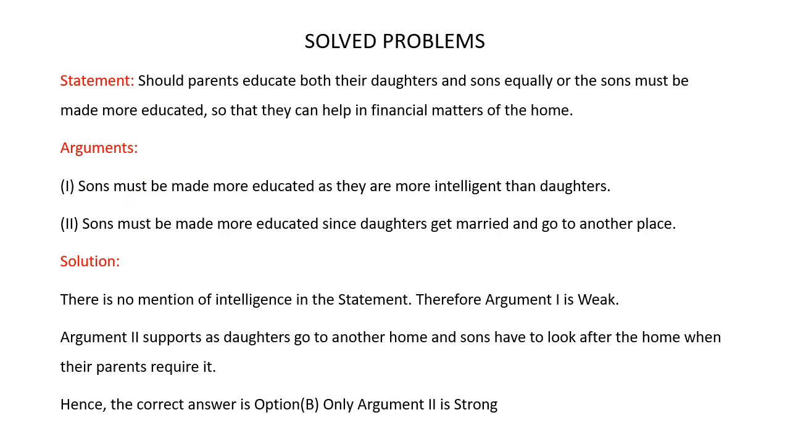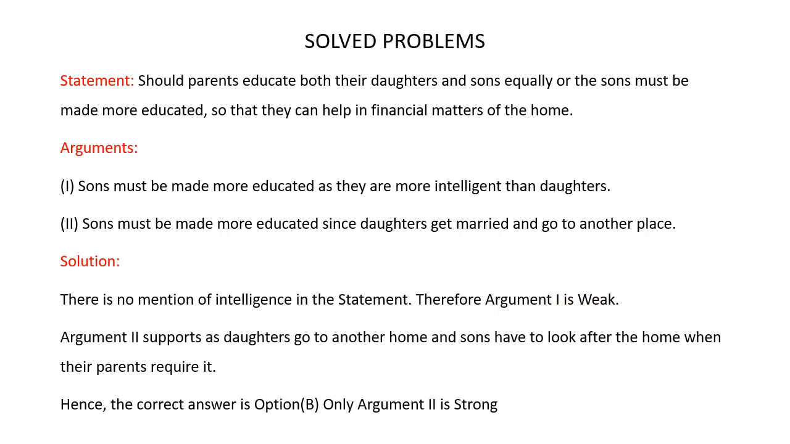Let's look at the first argument. Sons must be made more educated as they are more intelligent than the daughters. Now, as you can see, there is no mention of intelligence in the statement. So, argument 1 is weak.